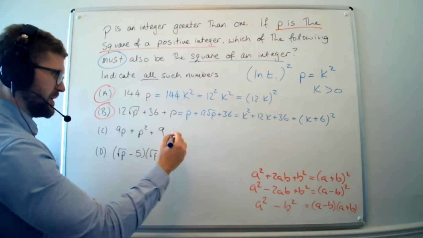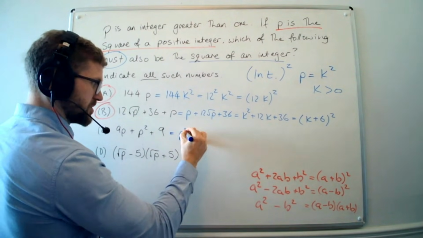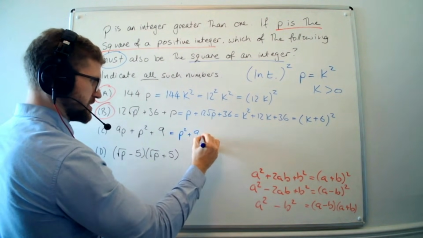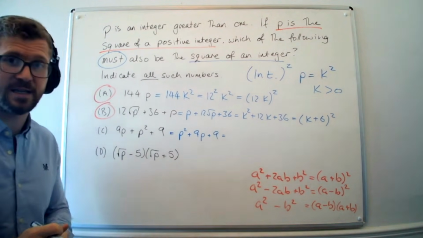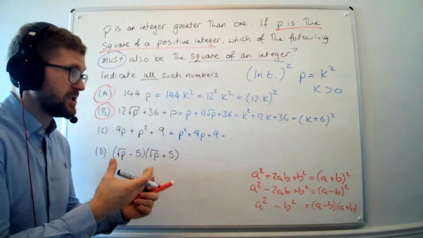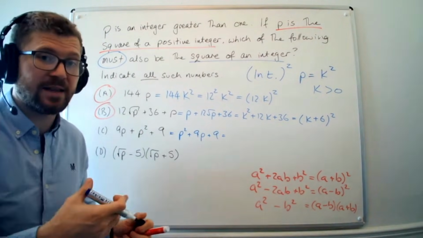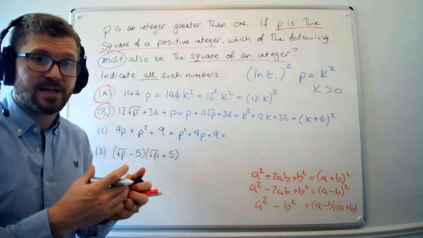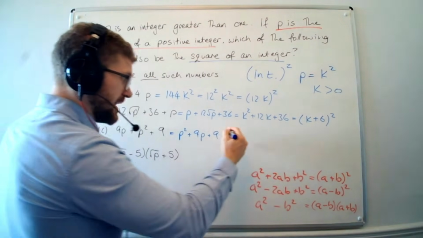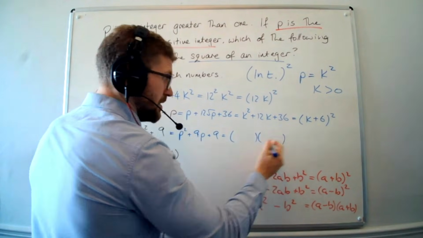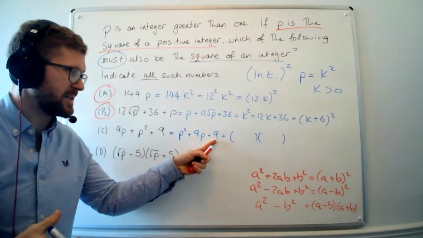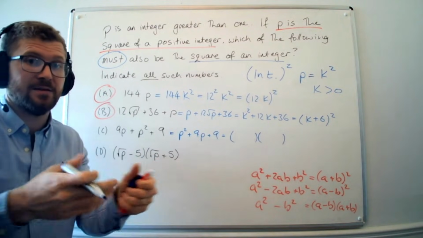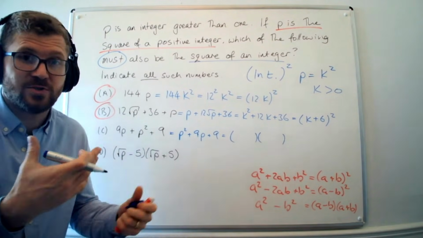So just like with B, I'm not going to change anything. I'm just going to rearrange it. So P squared plus 9P plus 9. And so I've got myself a quadratic again. Now the challenge here is that I can't get this into a set of parentheses. I can't get it nice and neatly into 1 or even 2 of them. I can't find 2 numbers that will multiply together to make 9 and add together to make 9. It's just not going to be possible.